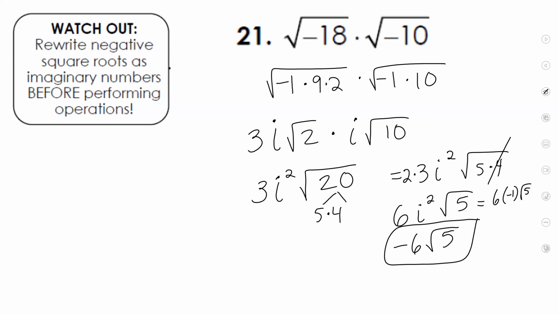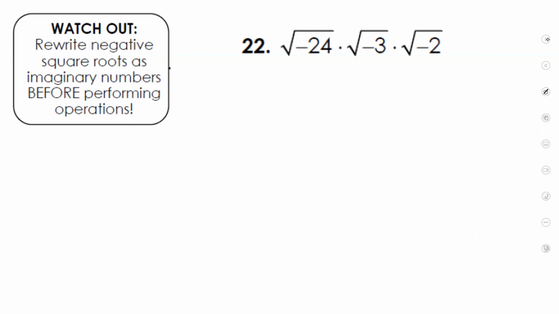All right, one last example. Okay, this one. I can rewrite this as negative, well, what's 24 times 3 times 2? What's 3 times 2? And then 24 times 6? 144. So this is negative times a negative is a positive, times a negative. This is negative 144. Let's just make it one big square root.